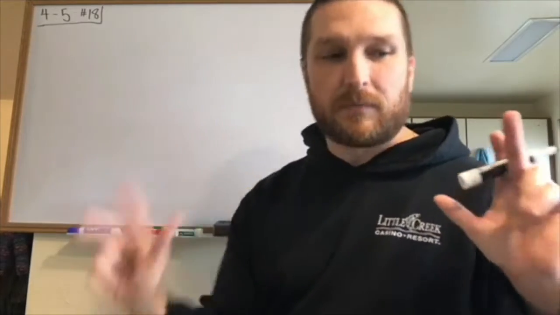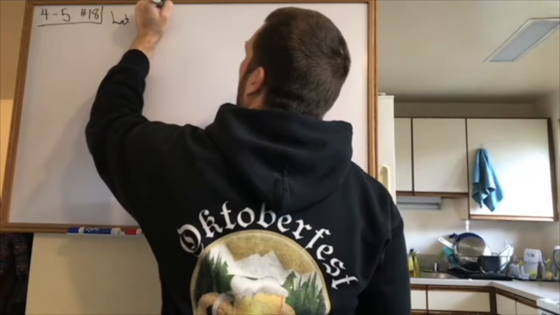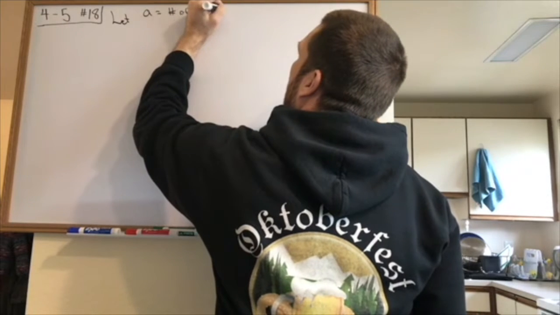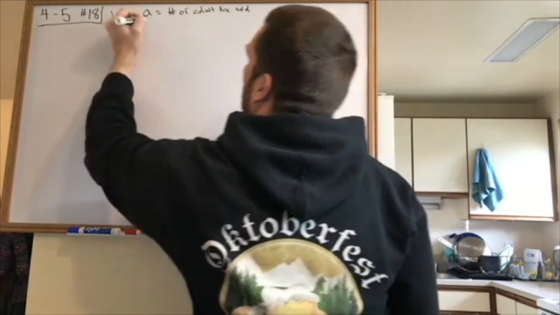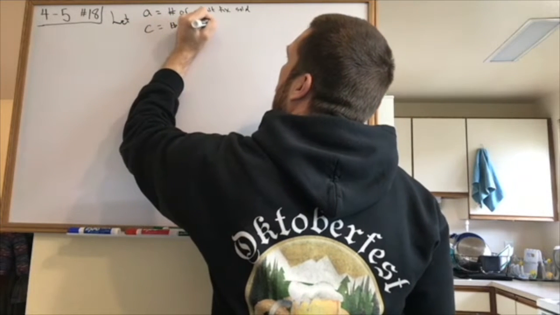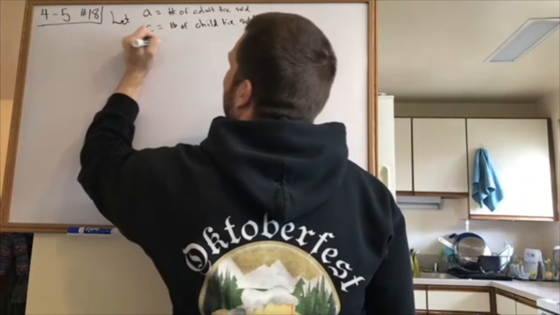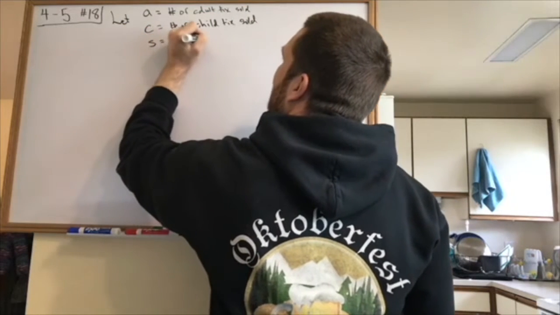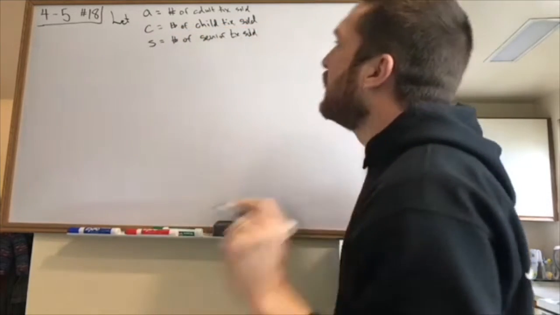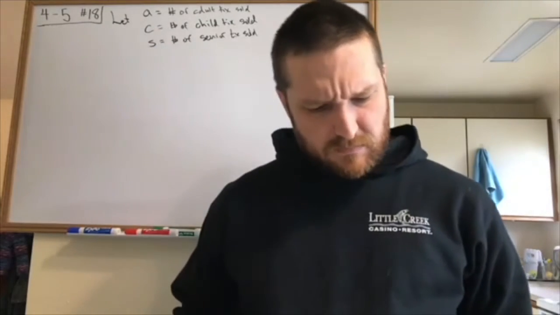And that's what I need to find out. So I'm going to name these variables. This is going to be my first step. I'm going to say let A equal the number of adult tickets sold, C equals the number of children's tickets sold, and S equal the number of senior tickets sold. Okay, that's what they're asking me. I have it written down on my paper. Cool.